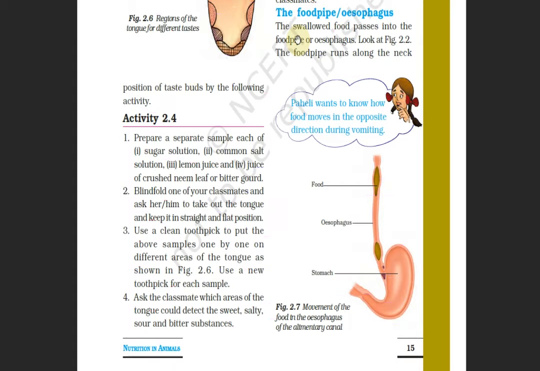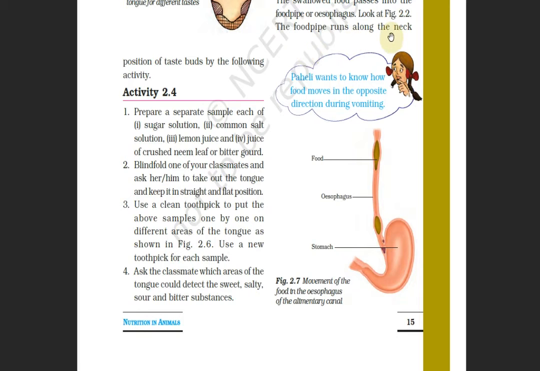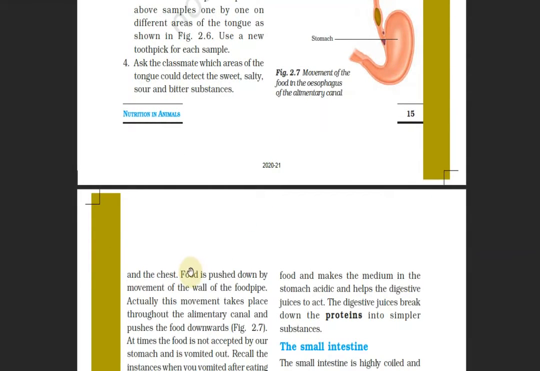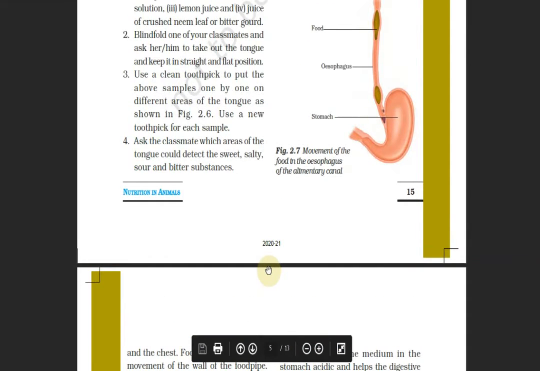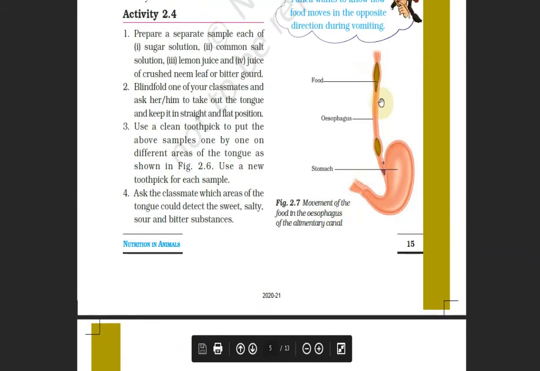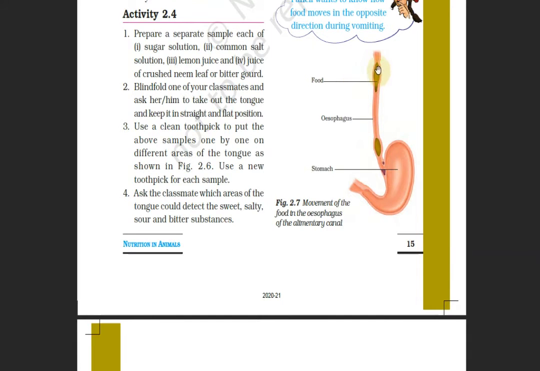So what happens when the food moves from our buccal cavity? It goes into a tube-like structure called the esophagus or the food pipe. The swallowed food passes into the food pipe, and this food pipe runs along the neck and the chest, and in this esophagus the food is moved towards the stomach. That means after the food pipe, the food moves into our stomach.